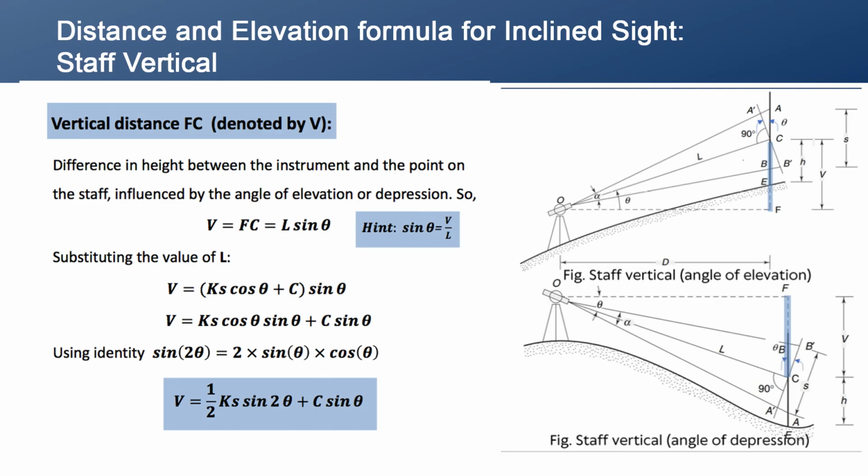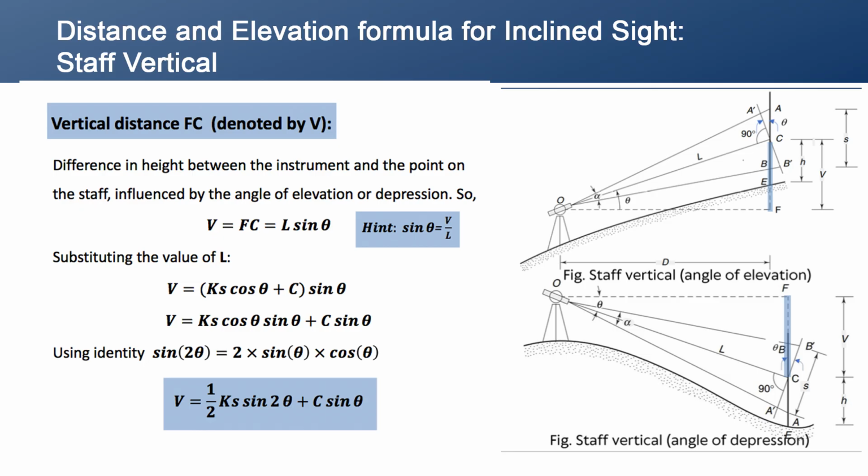Now, let us determine the vertical distance or elevation denoted by V. The vertical distance V is a difference in the height between the instrument and the point on the staff being sighted, and it is influenced by the angle of elevation or depression. So, we can write V is equal to L into sin theta. Now, you know the value of L.